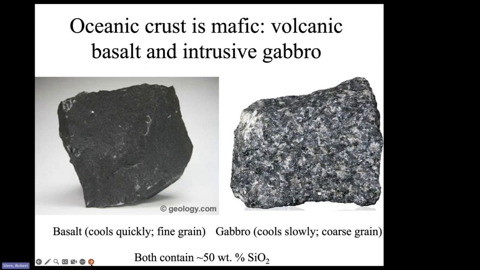Oceanic crust is mafic. We said basaltic, but mafic is better because basalt is a volcanic rock, whereas gabbro is a plutonic rock. So this is the same chemical composition. This one cooled slowly, this one cooled rapidly. They both contain about 50% silica. So we say oceanic crust is mafic for that reason.